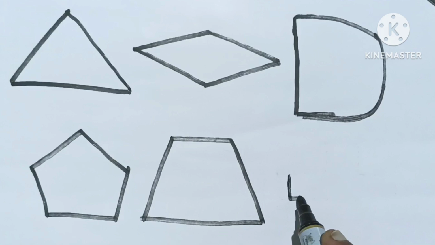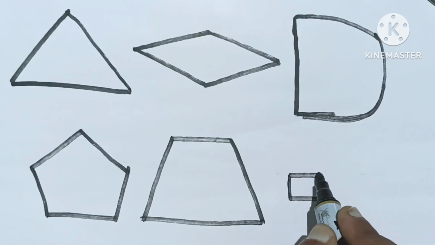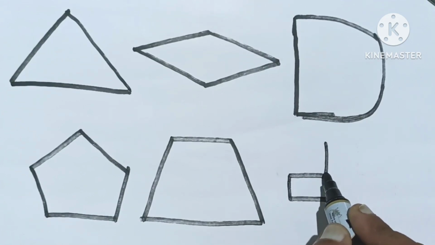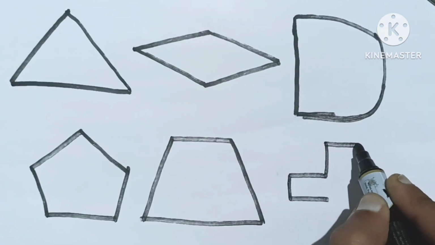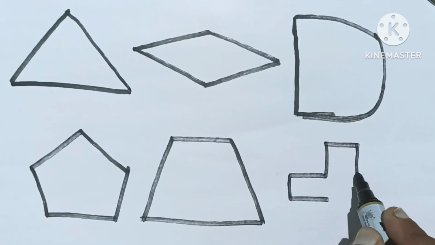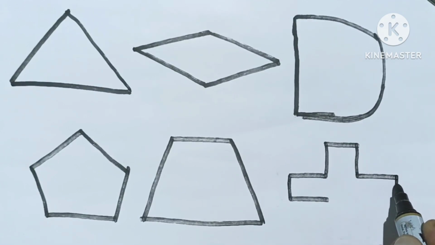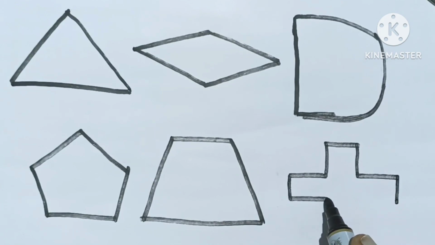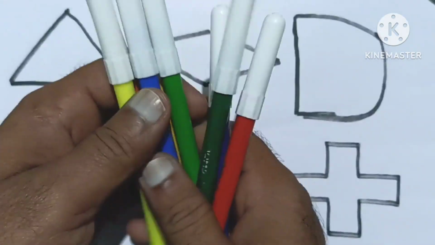Cross. Now we are drawing cross. What is this kids? It's a cross. We are drawing cross kids. Cross.